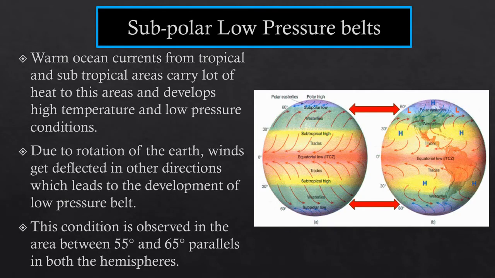Subpolar low pressure belts. Warm ocean currents from tropical and subtropical areas carry a lot of heat to these areas and develop high temperature and low pressure conditions. Due to rotation of the earth, winds get deflected in other directions, which leads to the development of a low pressure belt. This condition is observed in the area between 55 degree and 65 degree parallels in both the hemispheres.